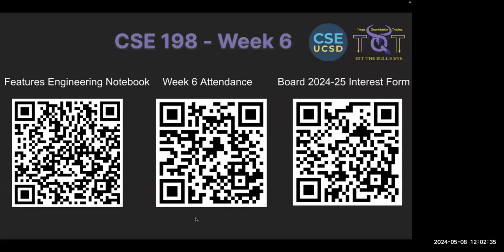So first, if you have just joined or you cannot access the chat, just join or see the QR codes here and you can scan. The notebook that we'll be using today, the first one, is the features engineering notebook. That's here. Then the attendance form is in the center, and the board interest form that I'll be talking a little about is on the right. You can take a picture of it.